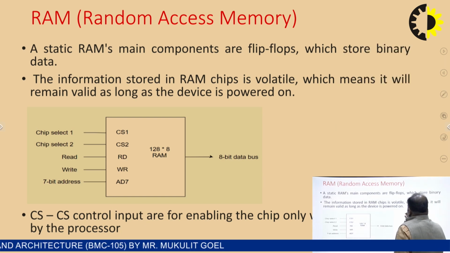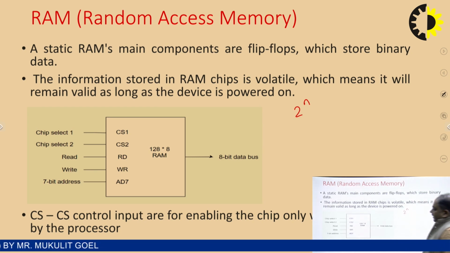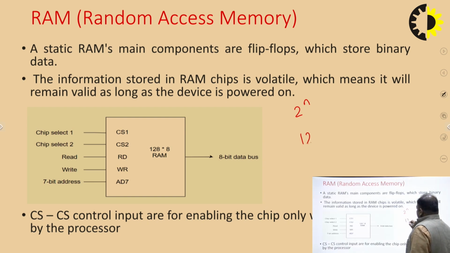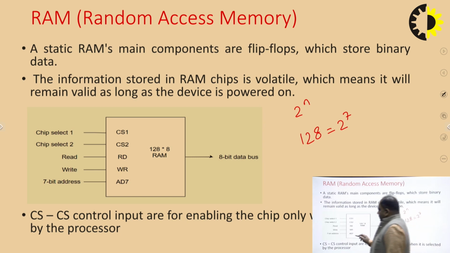This comes in the form of 2 raised to the power n. So when we are saying 128, 128 is equal to 2 raised to the power 7. So we are using a 7-bit address line.